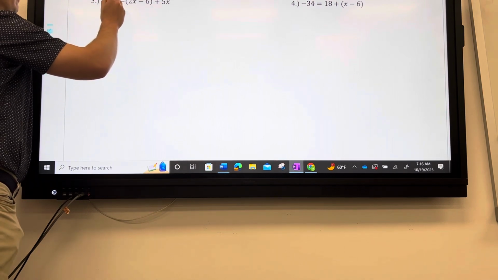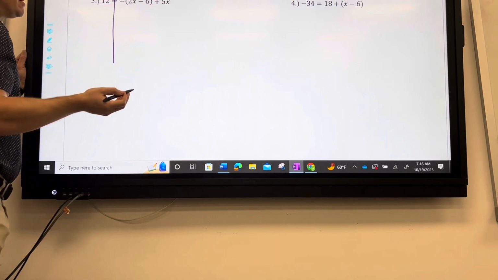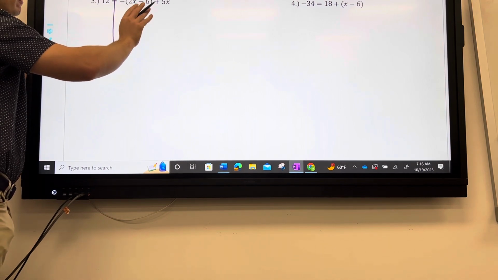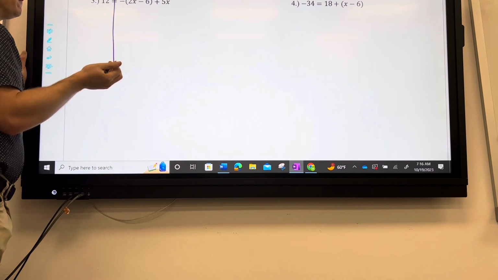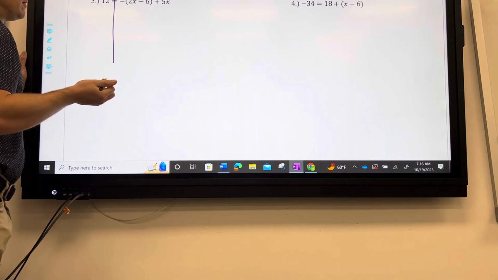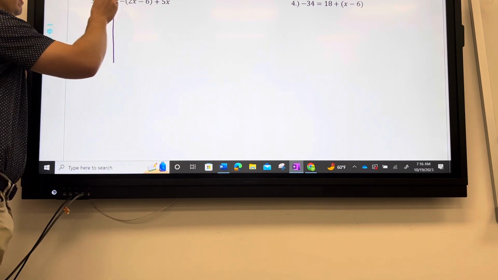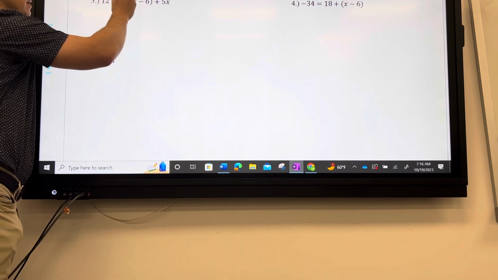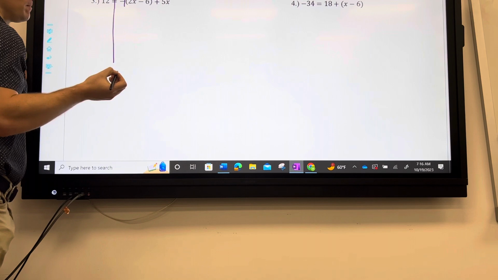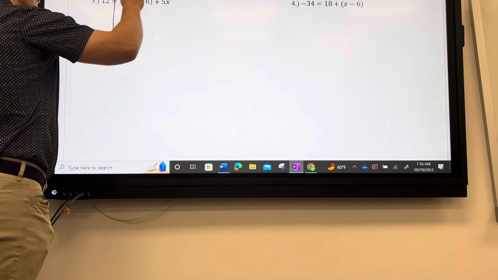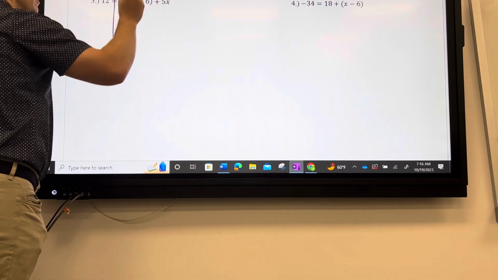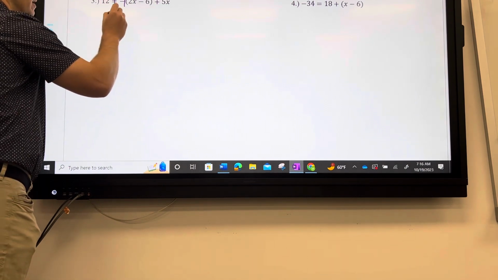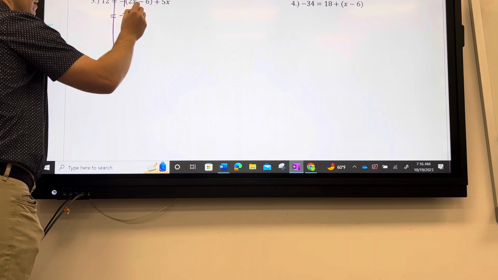Okay, on numbers 3 and 4, it's the same process, but now the x is going to be on the right side. So we're going to be doing most of our work on the right side and moving stuff over to the left. On this one, there's a negative sign outside the parentheses and no number to go along with that negative sign, so that means you slide a 1 right there. And then you distribute that negative 1 to the 2, and you distribute that negative 1 to the negative 6. So it becomes negative 2x plus 6.